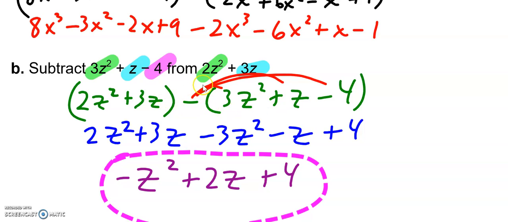So I just rewrote them, distribute the negative here. This becomes minus 3z squared minus z plus 4. Combine like terms, and that's how I get my answer. I know that you might be saying, well, isn't this a little bit more work to start? And yes, it is. But personally, again, I prefer it because it helps me keep things organized with my subtraction.